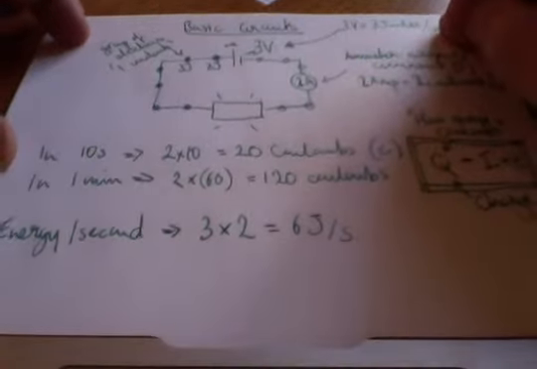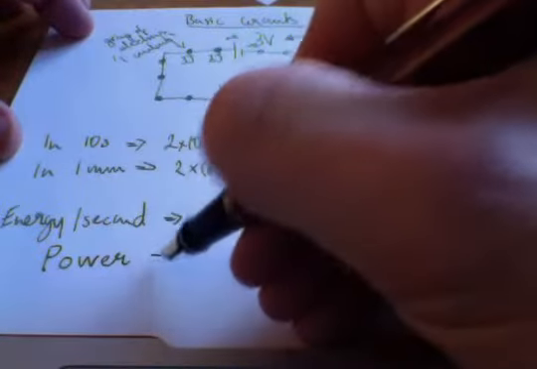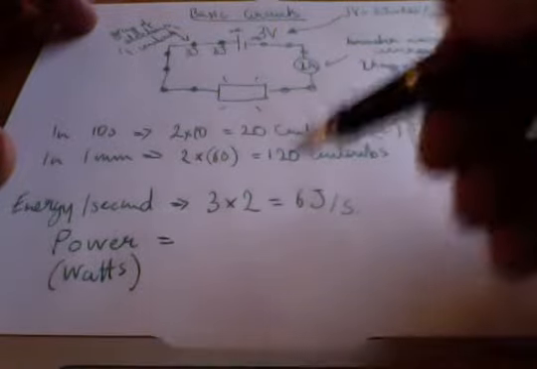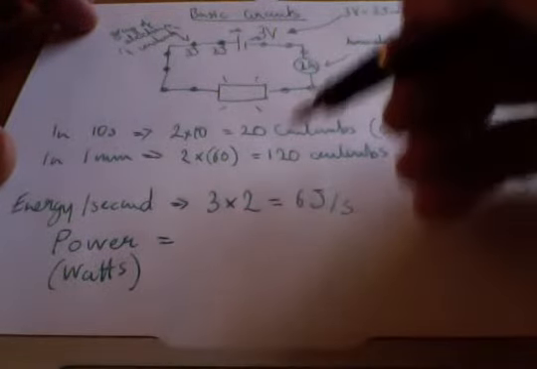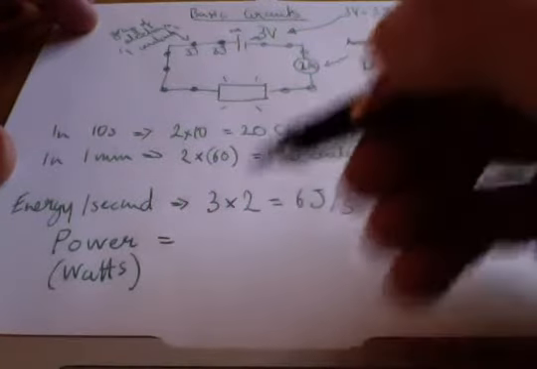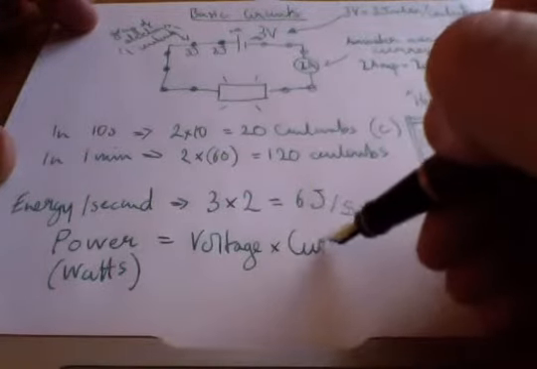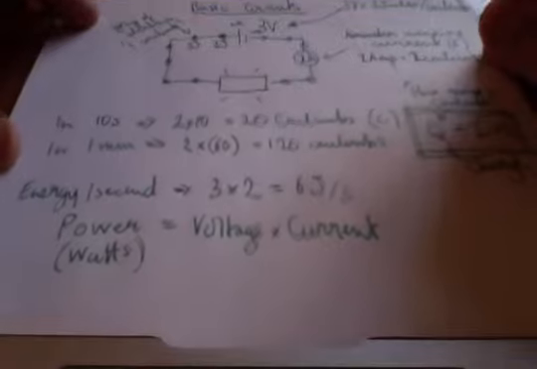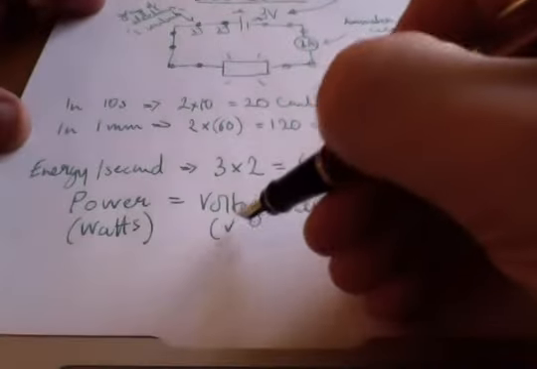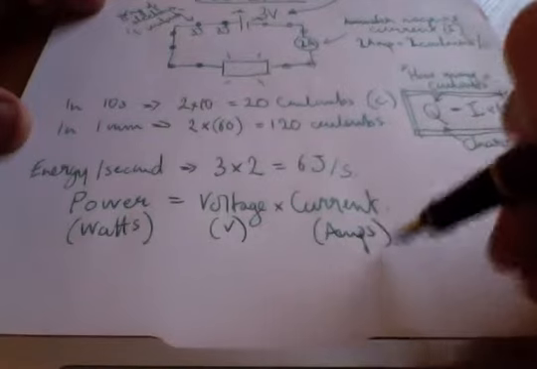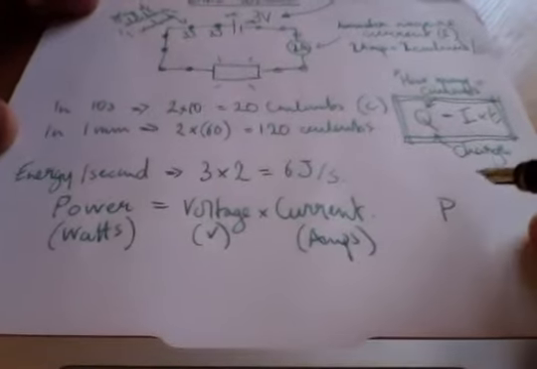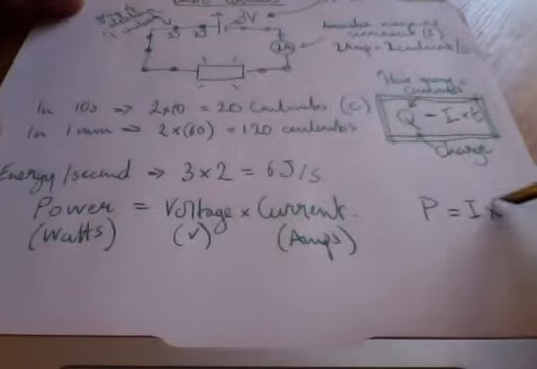And there is another word for energy per second, and that is called power. Power is measured in watts. Essentially what I've done, but you have done this intuitively, is take the voltage and multiply it by the current. And that is our expression for power, measured in volts and amps. So, power is current times voltage.